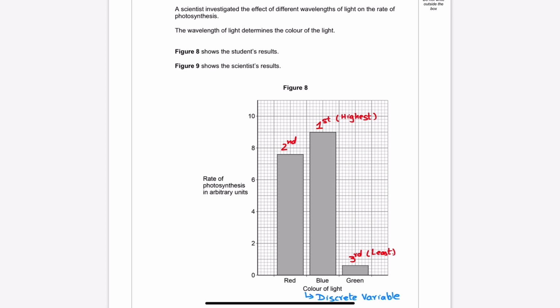Figure number 8 and figure number 9 are given. Here is figure number 8, and the student results are also shown. The rate of photosynthesis is along the y-axis and the colors are given along the x-axis. For the red color, the value is given. For the blue color, there is the highest photosynthesis, about 9, and for the green color, it is about 6.